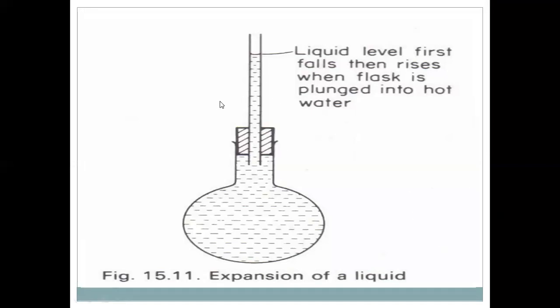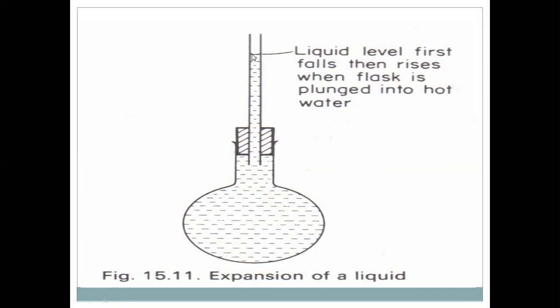Now, liquids, expansion and contraction. In liquids, we have an important note: the liquid level first falls, then rises when a flask is plunged into hot water. Now, why? Because the liquid inside will firstly contract, then it will expand when you suspend it in hot water.